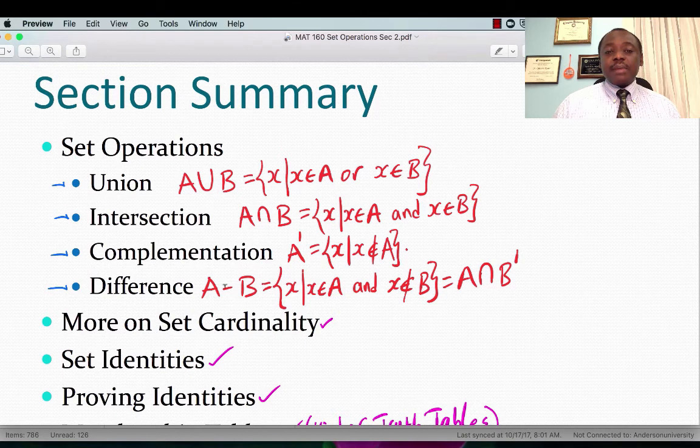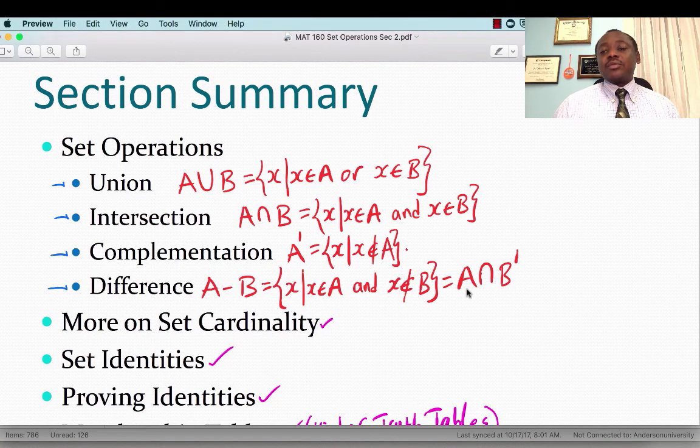And the difference, A minus B, is the set of all elements X such that X is in A and X is not in B. And that is just A intersection B prime. When we are proving anything involving difference, we would write A minus B as A intersection B prime. It's a lot easier to deal with it in this form, because then if I say let X be an element in A intersection B prime, that means X is in A and X is in B prime. But X in B prime means X is not in B. Okay, we'll play with that some more when we come to proofs.